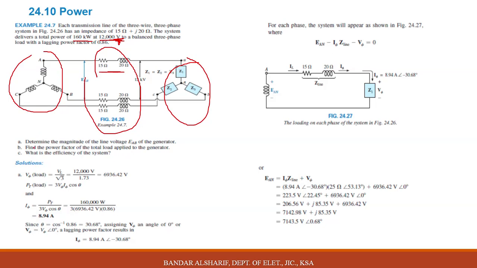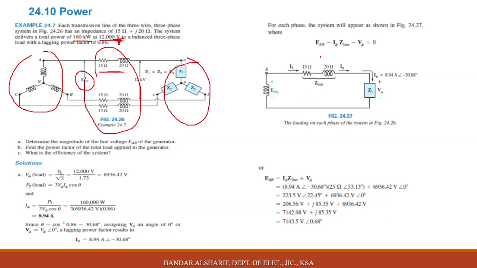Determine the magnitude of the line voltage EAB of the generator. We need to find EAB in the generator. This means we need to find the voltage across the phase and the voltage across the transmission line, and add them. We can make a single phase circuit with the generator EAN phase, and V phase for the load.